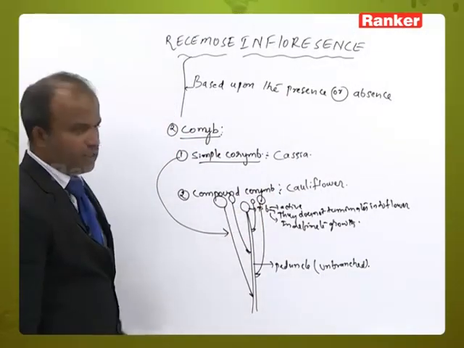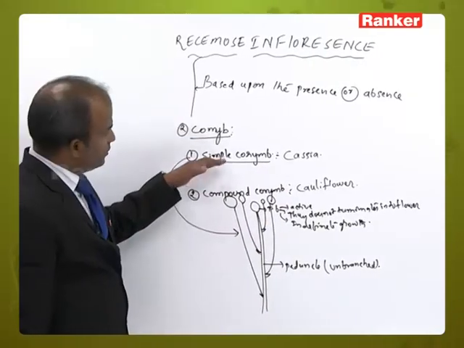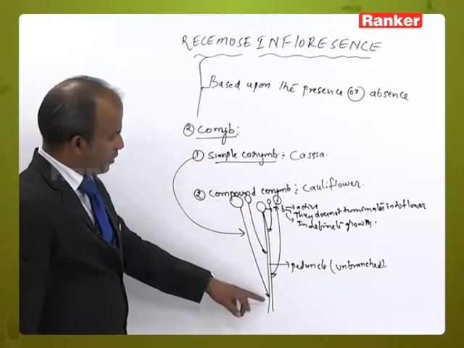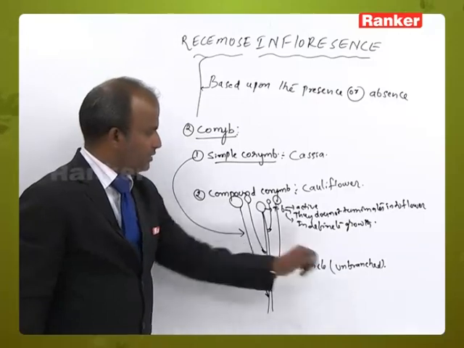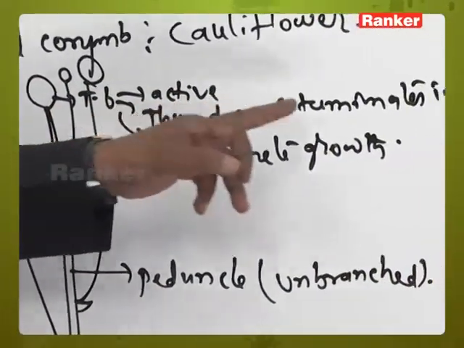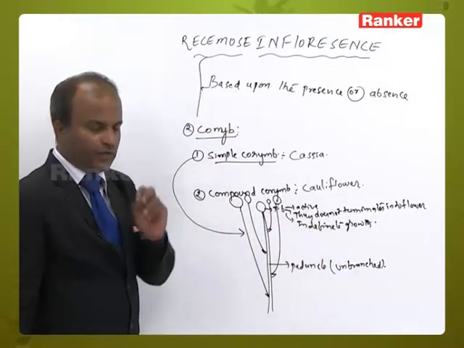Arranged in which manner here? Acropetal manner. Once again, I am explaining about this simple corymb. Simple corymb example is known as cassia. In this simple corymb, the peduncle is unbranched, whereas the terminal bud of the peduncle is active. That means it does not terminate into a flower, which means it shows indefinite growth.